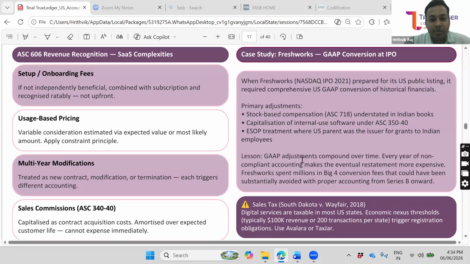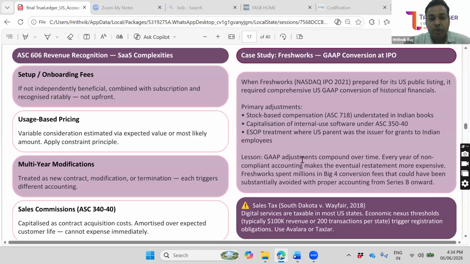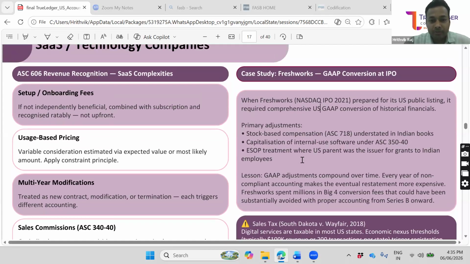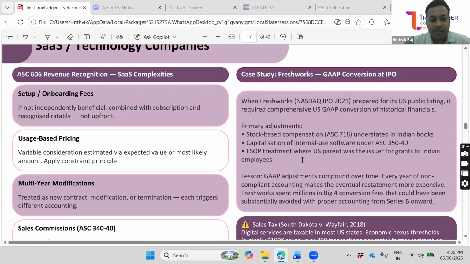So that's what I'm saying. There are accounting gaps here, and it is industry-based as well. You have to be very sound about which industry you are operating in and what kind of accounting is required. This is for SaaS-based.